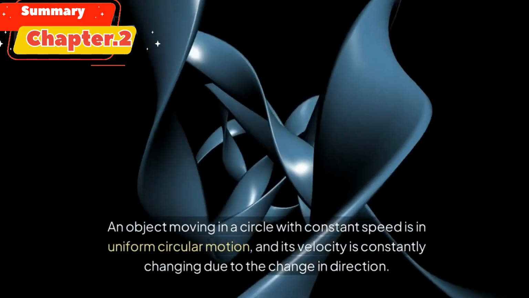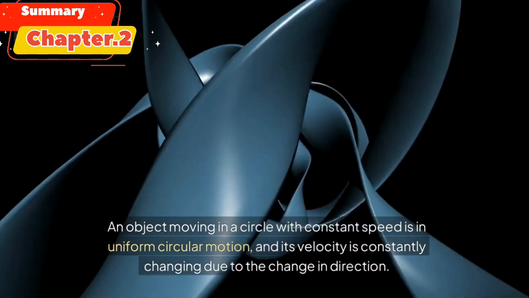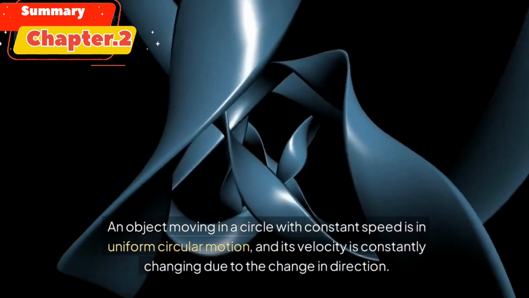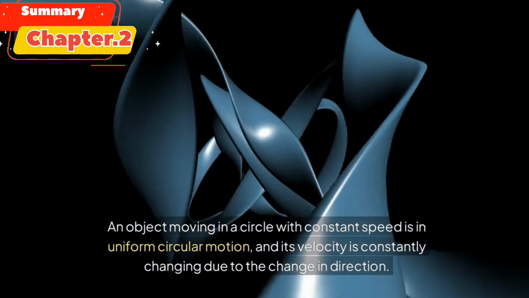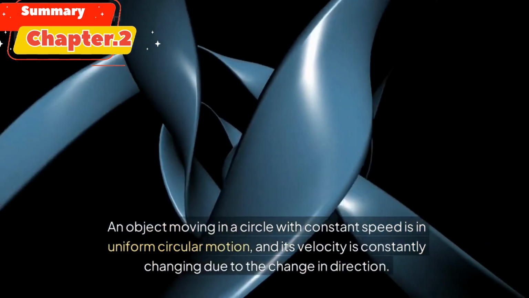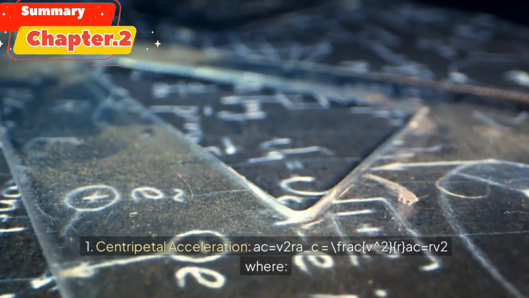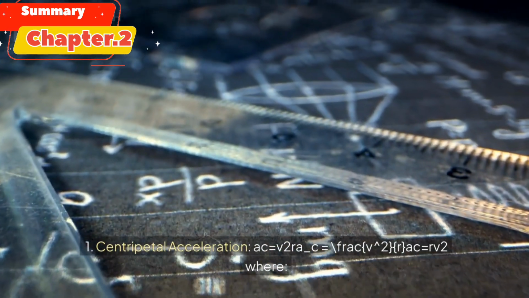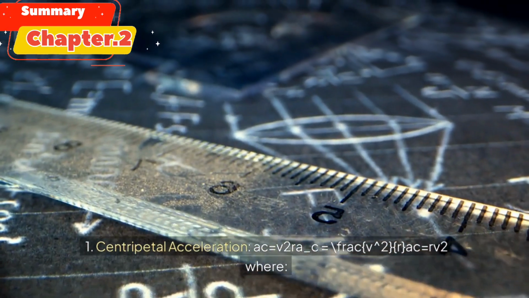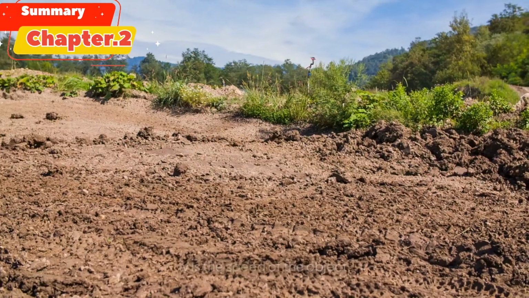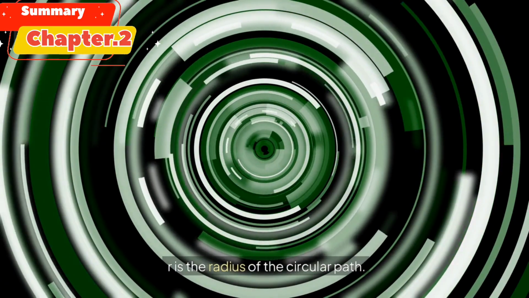Uniform circular motion. An object moving in a circle with constant speed is in uniform circular motion, and its velocity is constantly changing due to the change in direction. Centripetal acceleration: a_c equals v squared over r, where v is the speed of the object and r is the radius of the circular path.